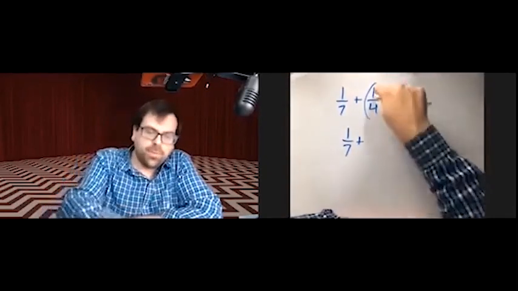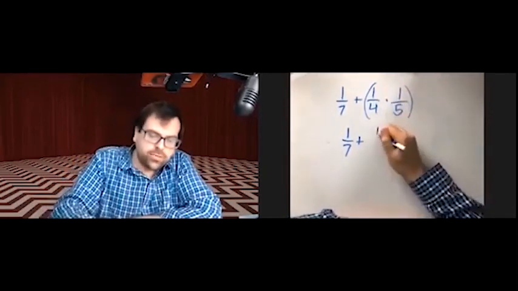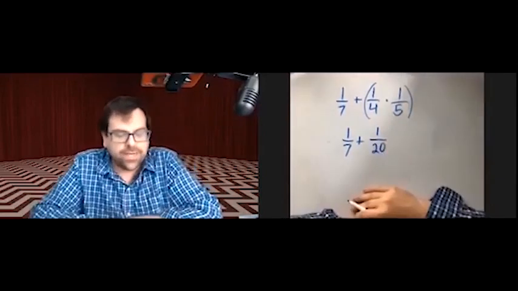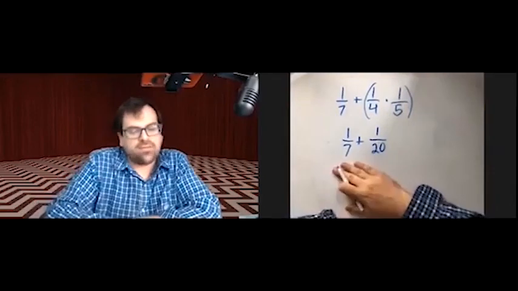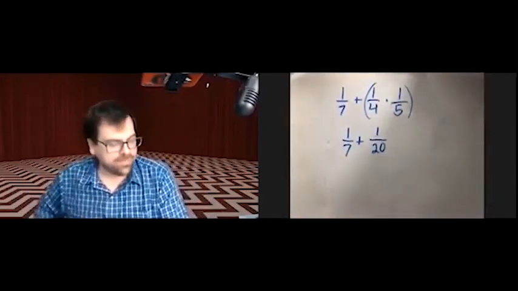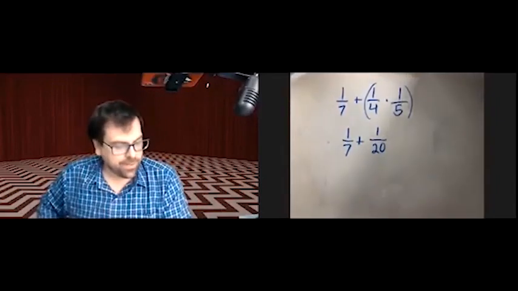Okay, so this problem, 1 times 1 is 1. 4 times 5 is 20. So now we have 1/7 plus 1/20. Now we get a common denominator. And what is that?